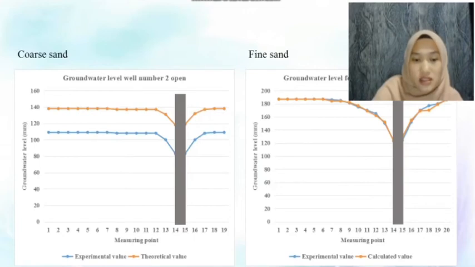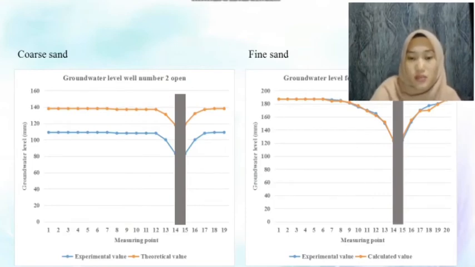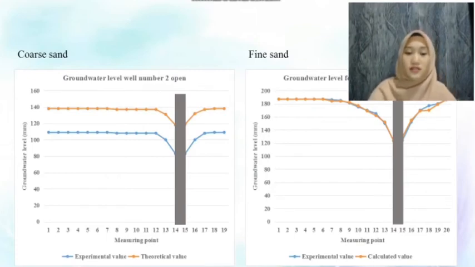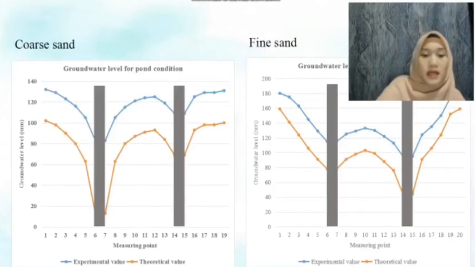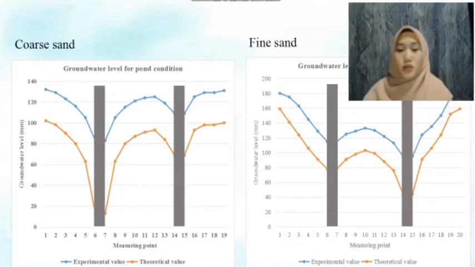As you can see here, the drawdown for coarse sand is steeper than the fine sand because water moves faster and fills the porous media. This is because coarse sand has bigger pores available for flow and therefore less frictional resistance, so the water will move faster. The last graph here represents case number 4, which is the pond condition.